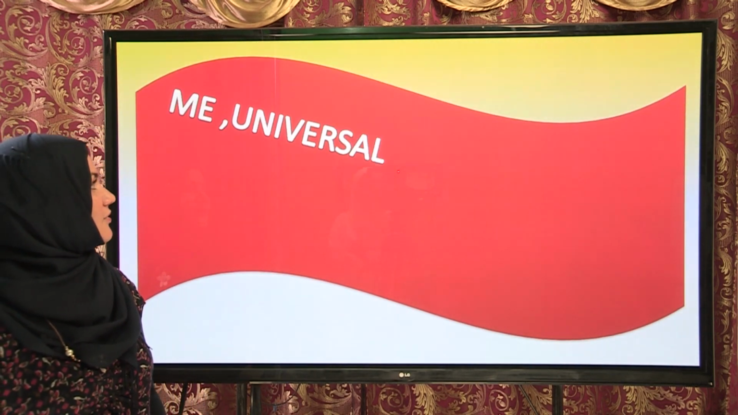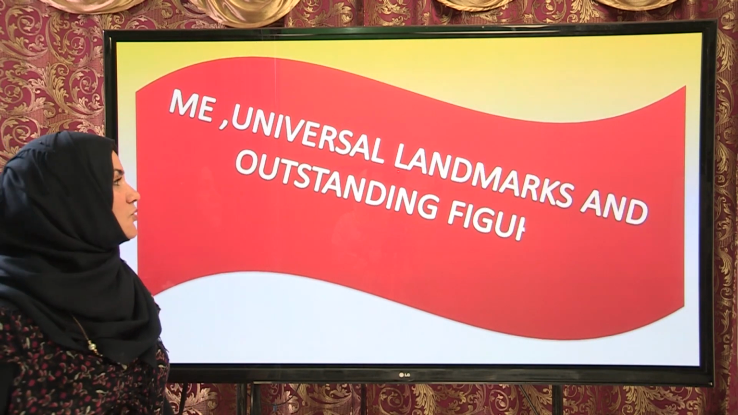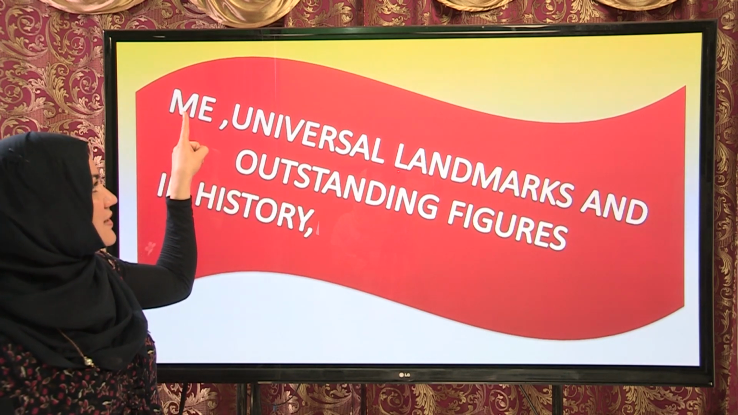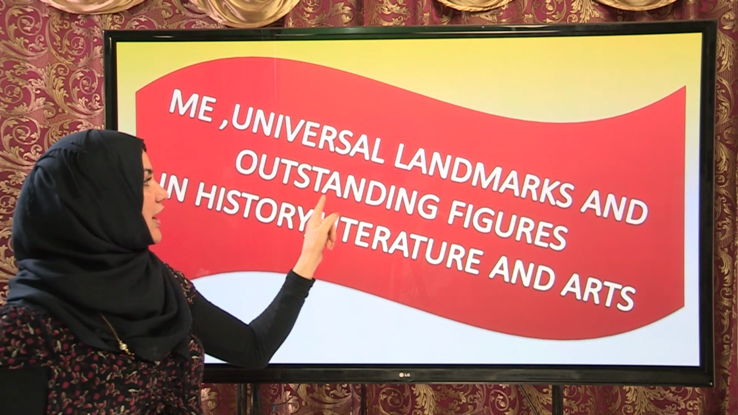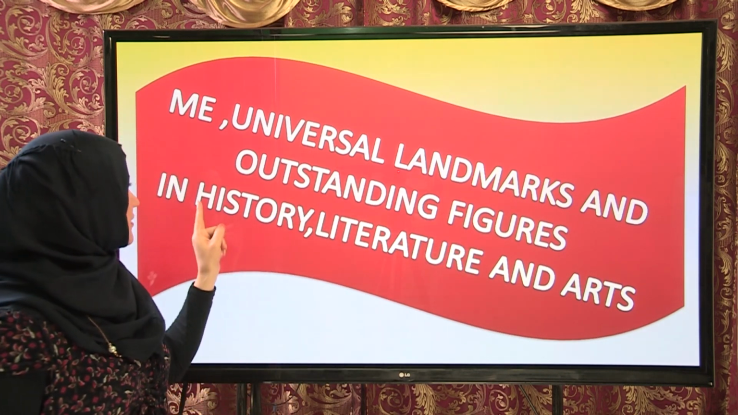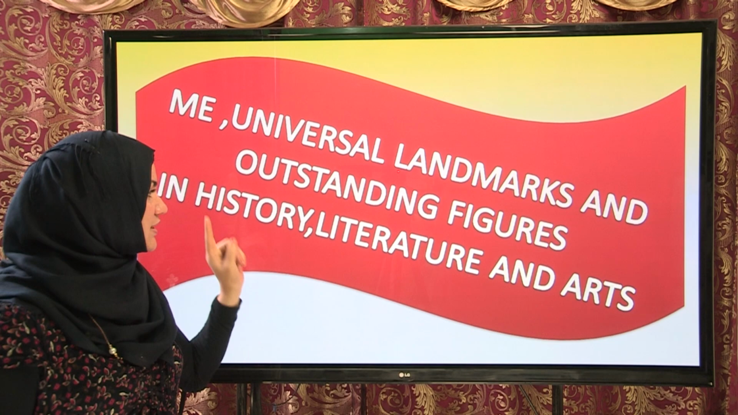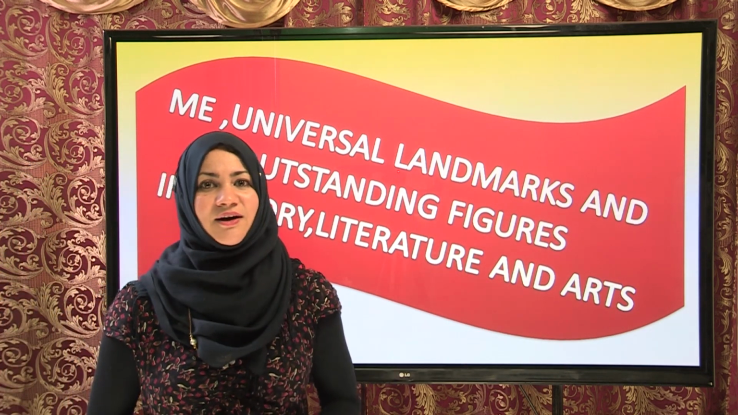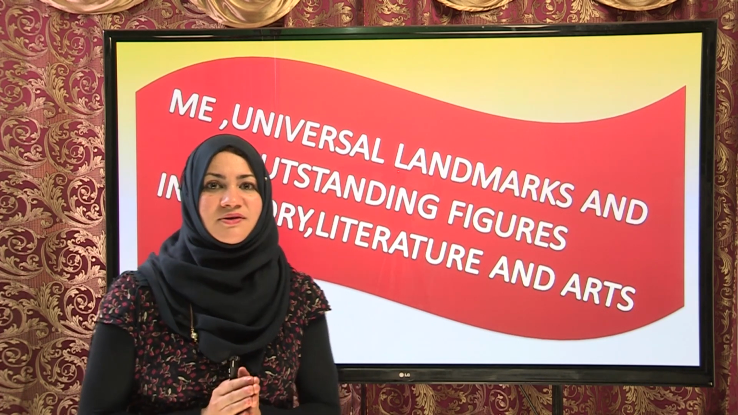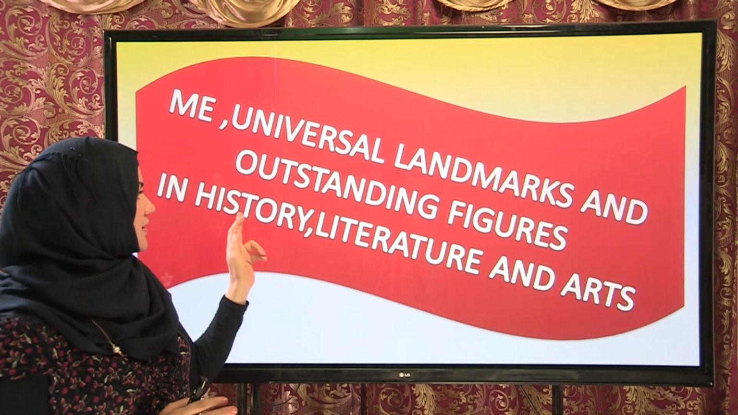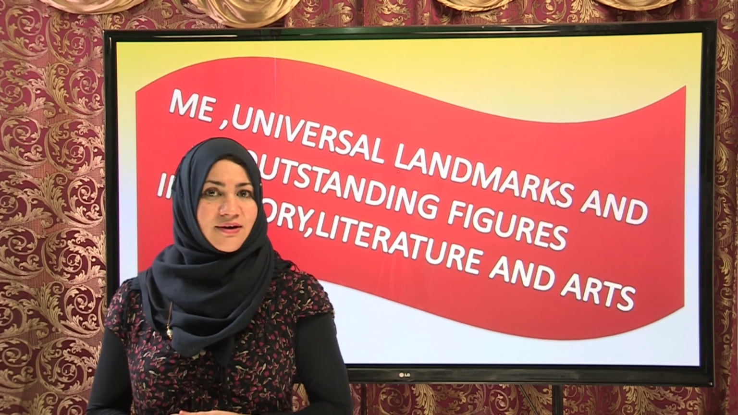The title of sequence 1, unit 1 is "Me, universal landmarks and outstanding figures in history, literature and art." What does it mean? The famous places and the famous persons in history, literature and arts.